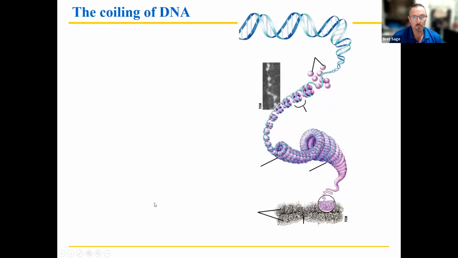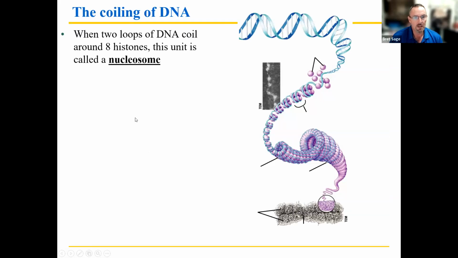Okay, this figure that you see here on the right will be a figure on the test. I'll be asking you to identify the different parts of it. So let's go through it. When 2 loops of DNA coil around 8 histones, this is called a nucleosome. Your notes may say 4 histones. Please change that to 8. So a nucleosome is basically one of these things here. I'll be putting the labels in towards the end.